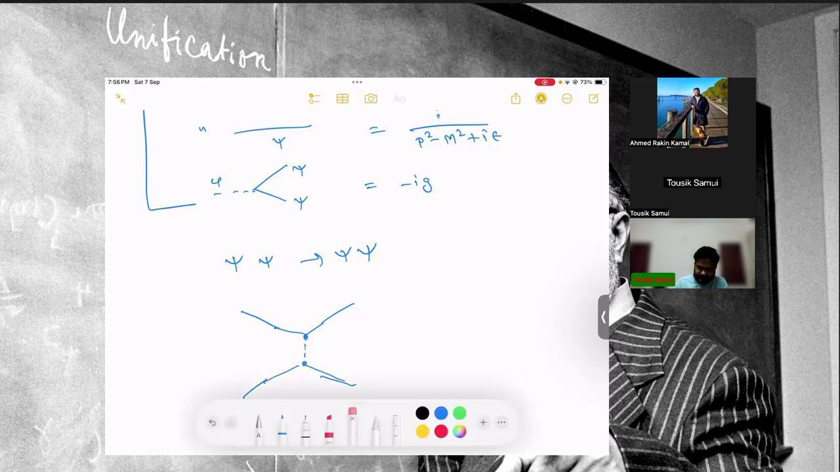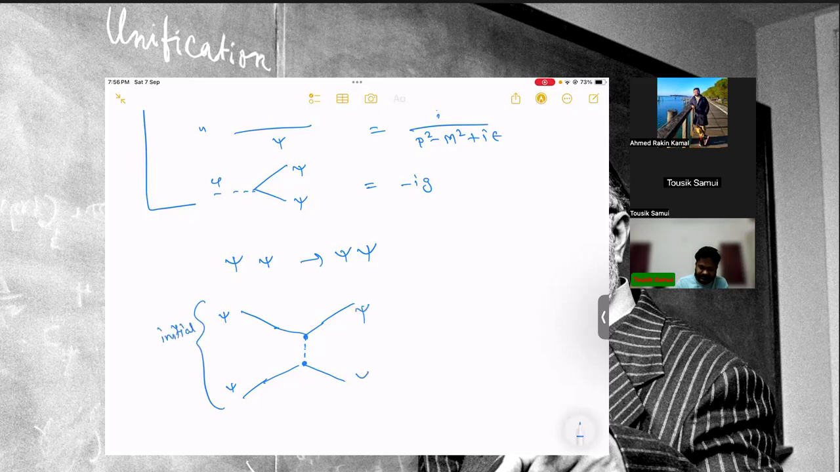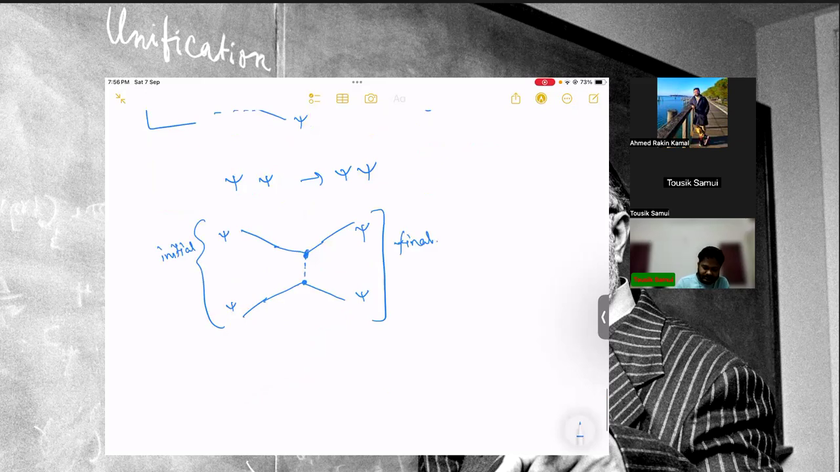If we represent the initial states on the left, psi, and these are the final states, psi, with momenta p1, p2, p1 prime, p2 prime, then since we have momentum conservation here, it's p1 incoming and p1 prime outgoing, so the momentum is p1 minus p1 prime, and the other way of contracting these two would be this way.